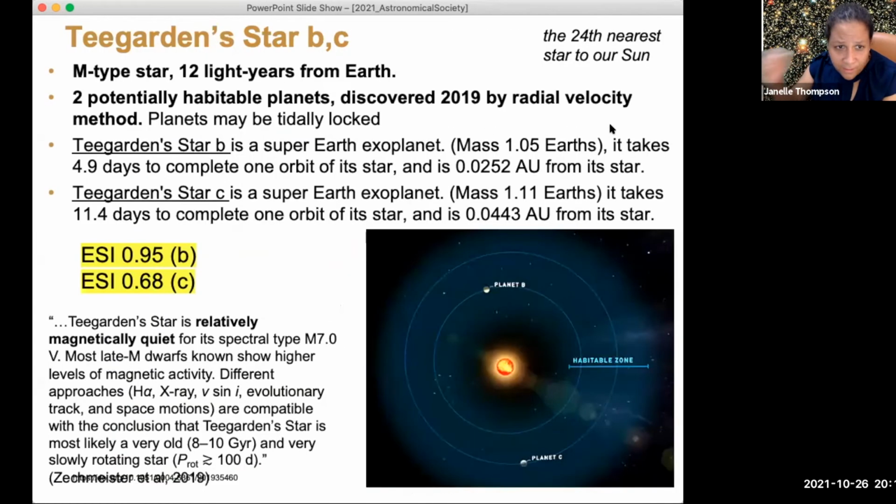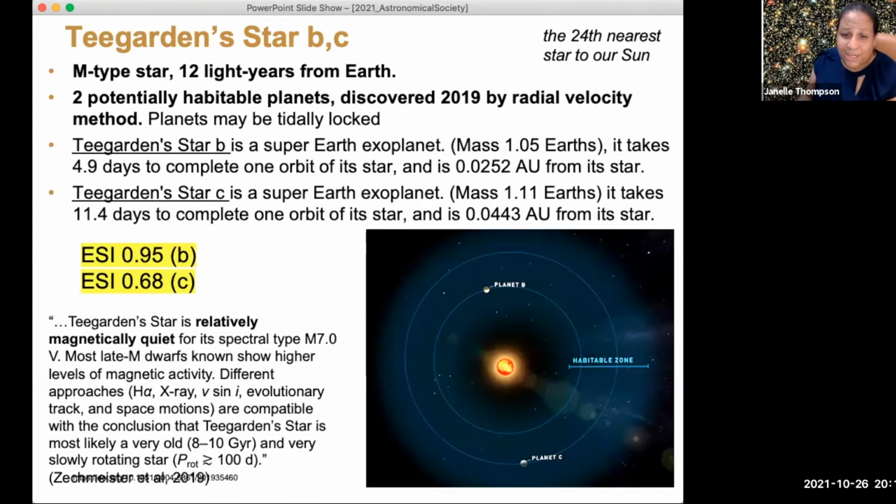So just a few quick notes. Teegarden's Star b is the highest similarity planet. We don't know a lot about these stars, but this one orbits an M-type star. It's 12 light years from Earth. In the system, there are actually two potentially habitable exoplanets, and the discovery was made by the radial velocity method.